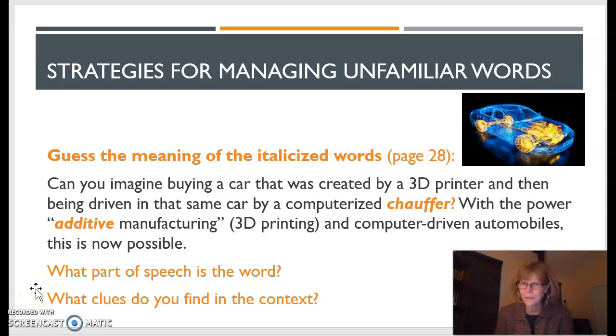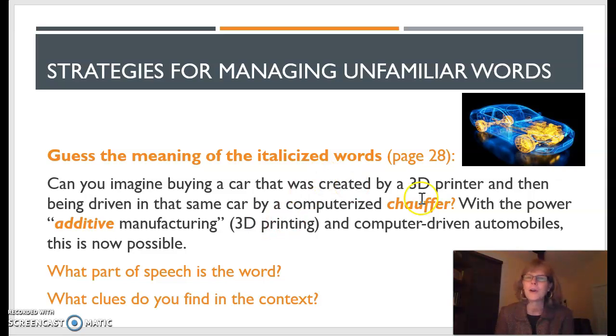So I'm looking at chauffeur and I see that it's a noun. It's a thing, right? And I see a clue over here where they said, and then you're being driven in that car by a chauffeur. And that gives me the idea that a chauffeur is someone, a person, who drives a car, who drives other people in a car, a chauffeur.